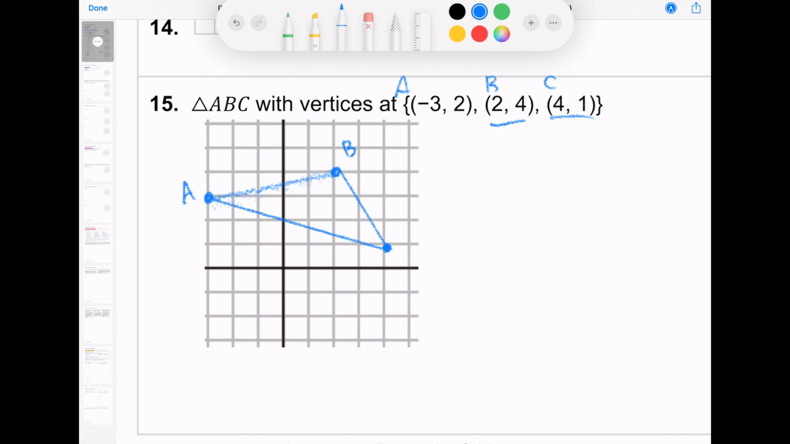Class, to now get the inverse, all we have to do is what? All we have to do is switch the order pairs. Class, what is A prime? 2, -3. Write 2, down -3. A prime. Class, what's B prime? 4, 2. How do you get there?